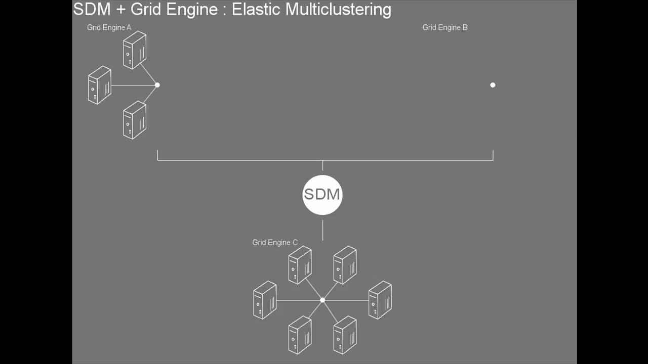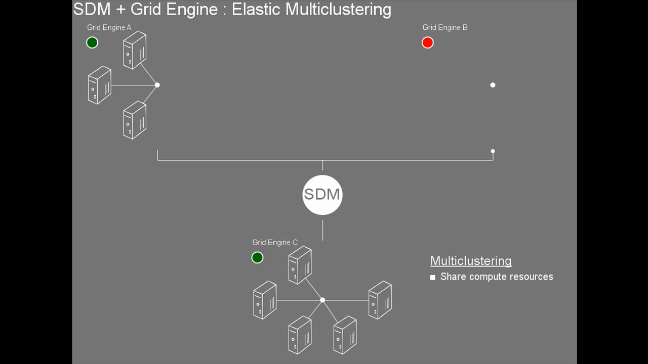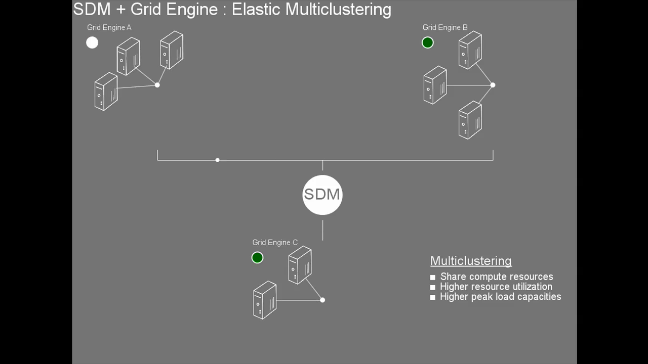A typical use case to manage Grid Engine clusters with SDM is elastic multi-clustering. Here a set of independent Grid Engine clusters share a common set of host resources. If the cluster is idle, we will put a green light next to it. If the cluster is busy, a red light starts to blink. Idle clusters offer their spare resources to clusters under heavy workload. By this means, a set of departments can run their own cluster instances with independent configurations but share compute resources of a common data center.